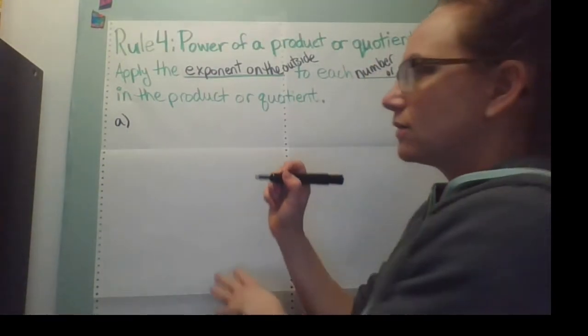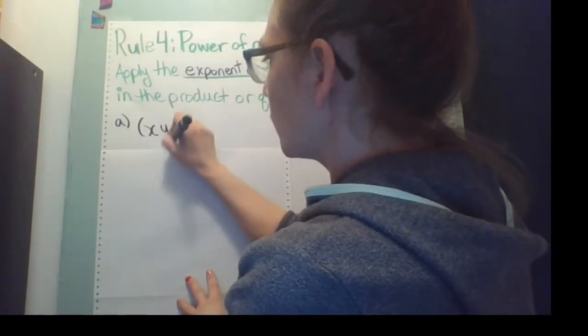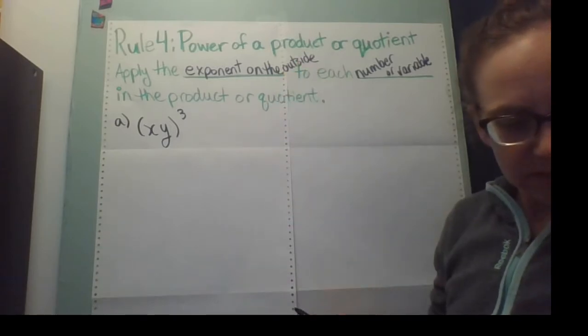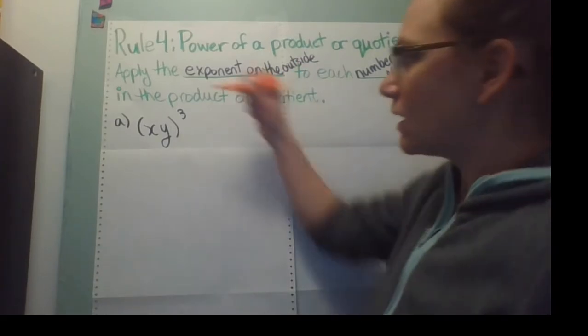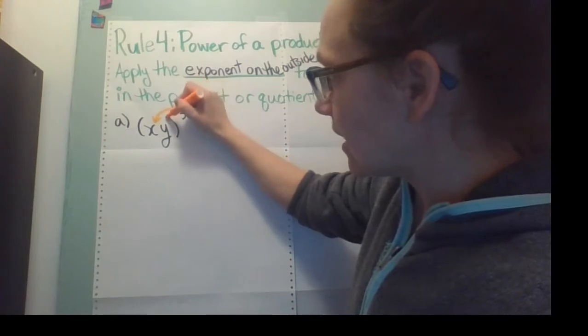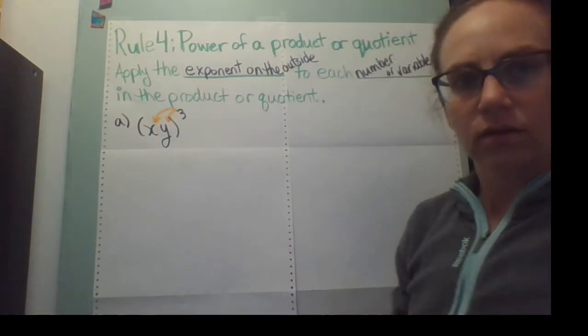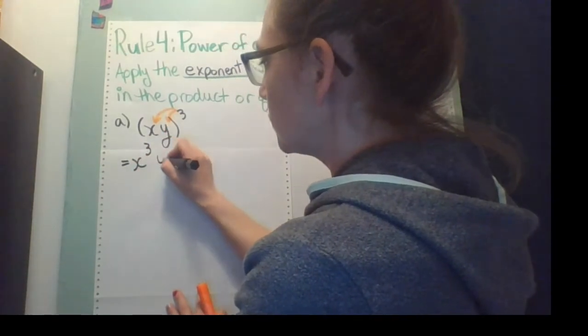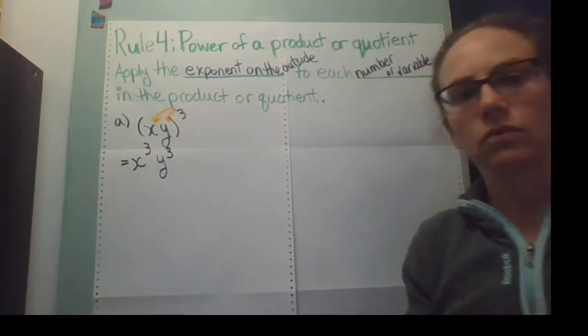So for example, if I do x, y, all to the exponent 3, well, this rule is telling me that that exponent is going to hit the x and it's going to hit the y. So this is going to equal x cubed, y cubed.